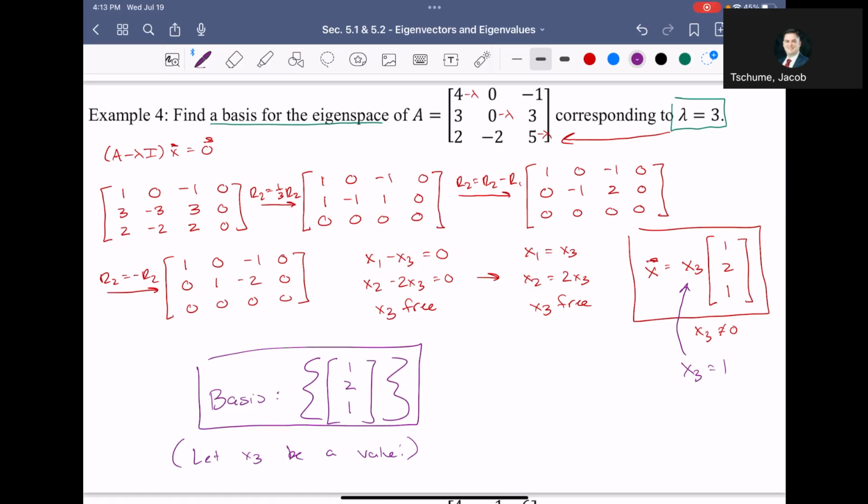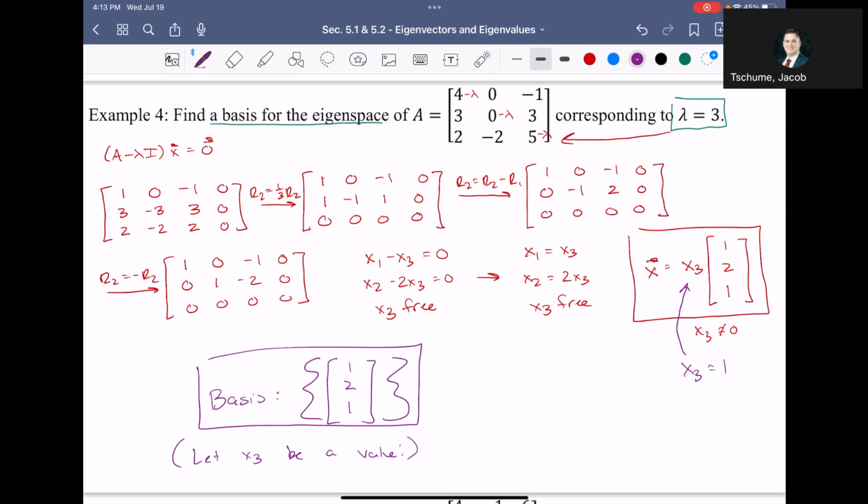Somebody usually asks me, why do you not do multiple vectors? Why is it just 1? Well, keep in mind, if you let x3 be a couple of different numbers, all you're doing is creating multiples of each other, which are not going to be linearly independent, so that can't be a basis. So however many vectors you get, you just let each of those be a free variable, and that creates your basis of the eigenspace.